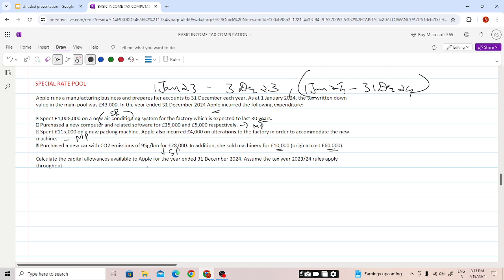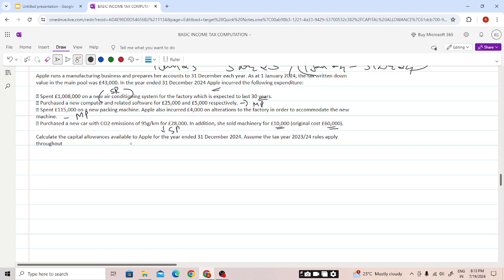Calculate the capital allowances available to Apple for the year ended 31st December 2024, assuming that tax year 2023-24 rules apply throughout. Now students, coming to the format: FYA, AIA, main pool, special rate pool, private asset pool, short life asset pool, and then allowances.